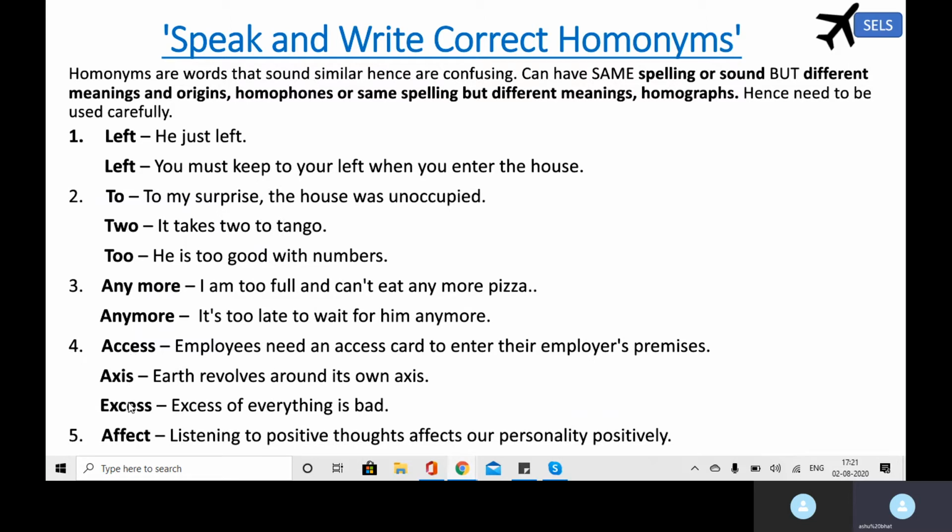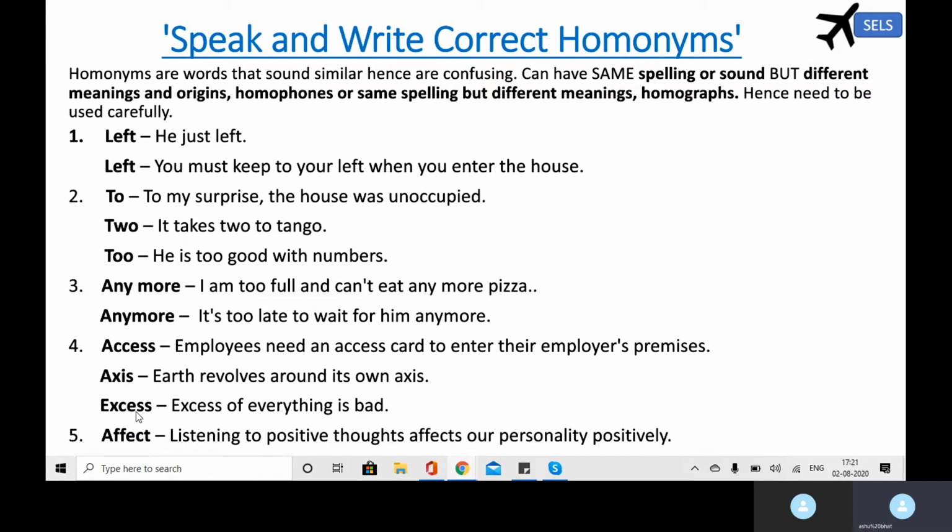Now coming to another interesting pair of words, which is access and excess. Very defined difference between the first, access, and the last, excess. Now, access is an entry into any protected building or area. So I'm not going to explain the sentence. You can read this one. Excess also, the earth revolves around its own axis. And then let's go over excess.